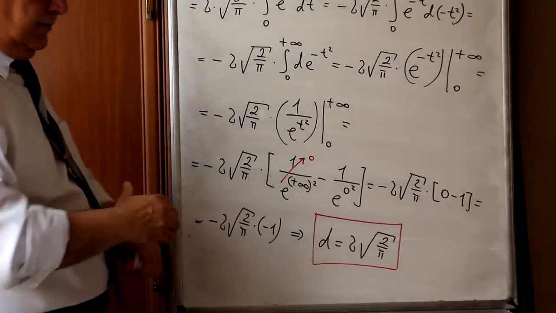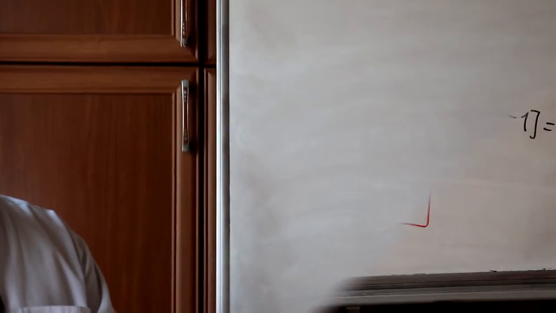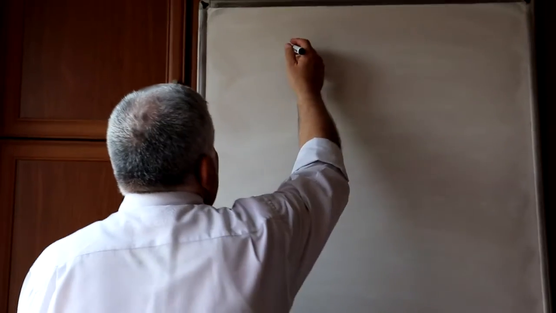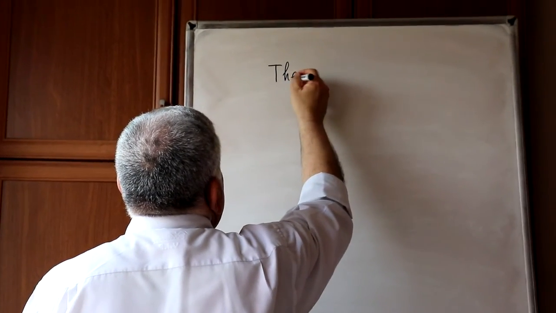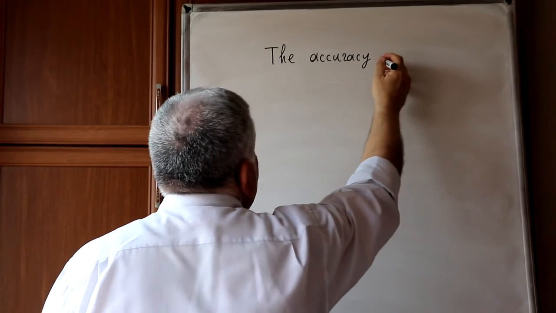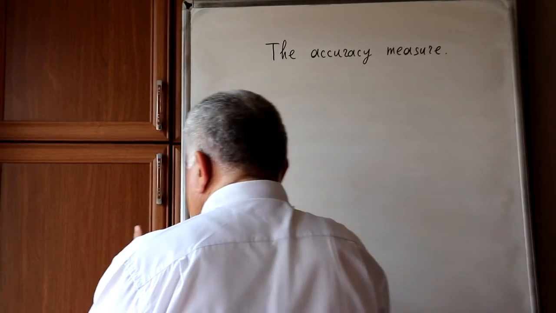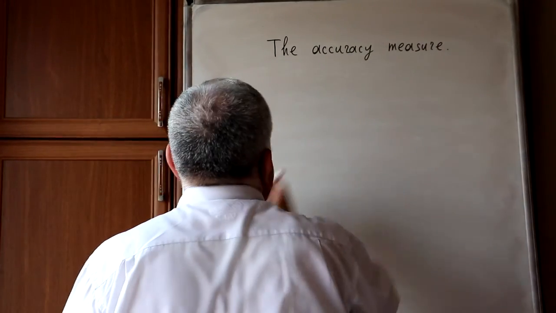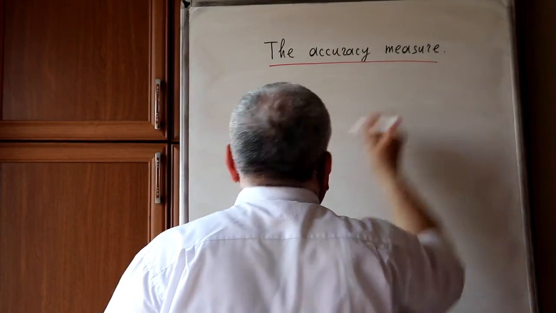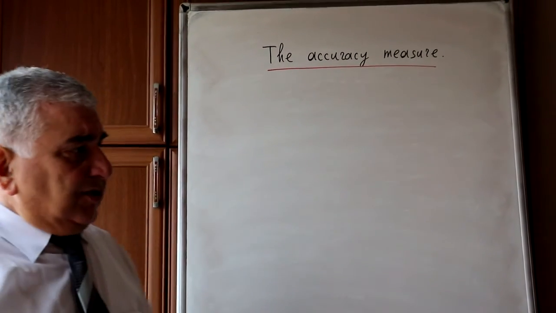Then continue. Our last topic is named the accuracy measure. Accuracy measure. In Turkish it is dakikliği ölçüsü. Accuracy measure.